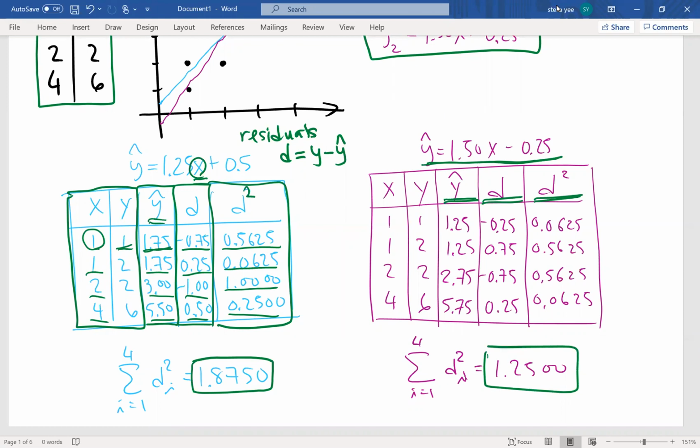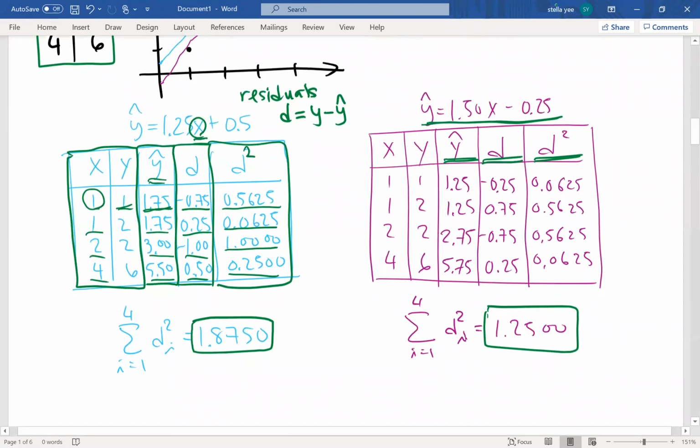So 1.25 is less than the 1.8750. The residuals are smaller overall, that's what this is saying. So if we were just comparing these two linear formulas, then purple is a better approximation than the blue one. That's what this is saying.